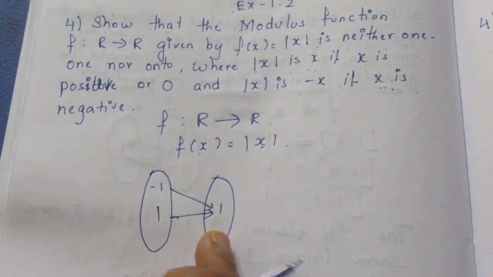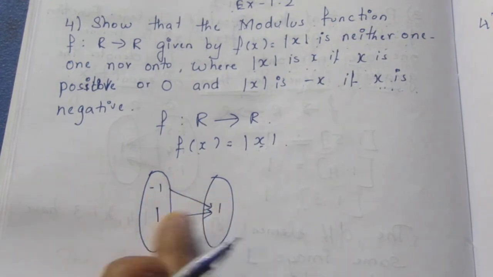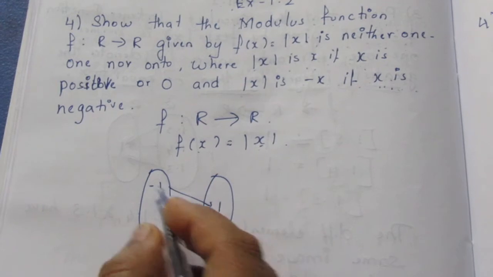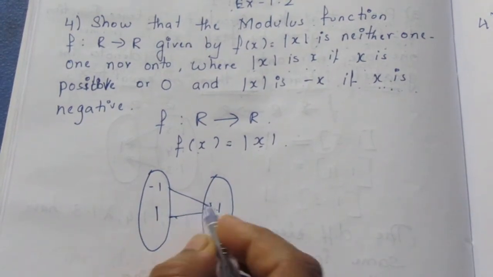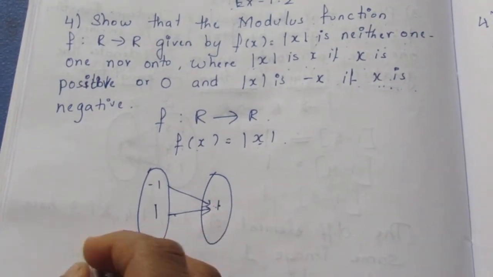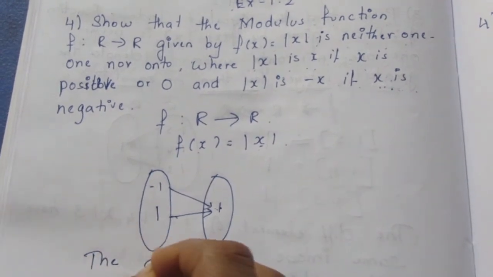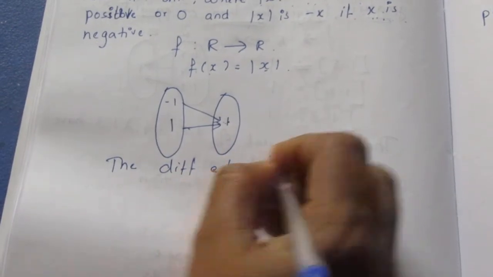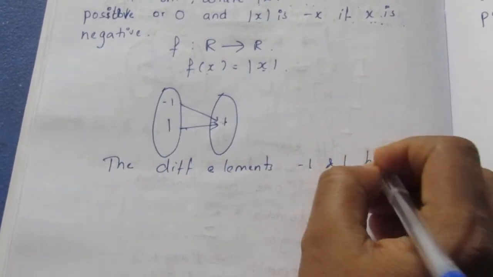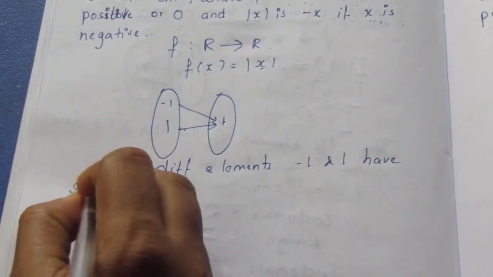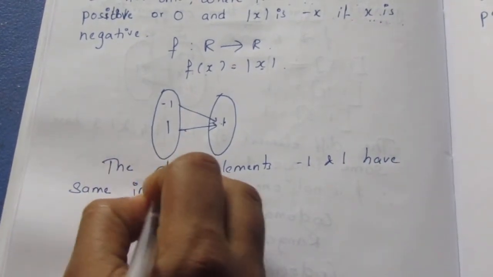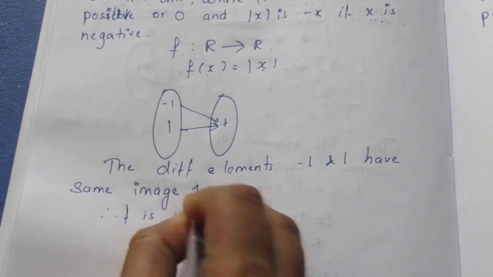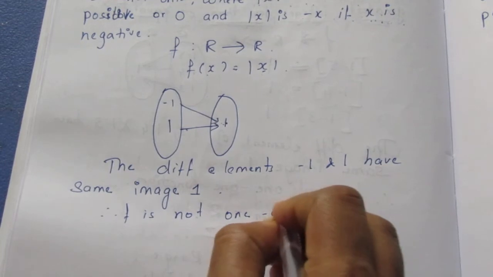So minus 1 and plus 1 both go to 1. Here we see two elements have the same image 1. So it is not 1 to 1, because two different elements, minus 1 and 1, have the same image 1. Therefore f is not a 1 to 1 function.